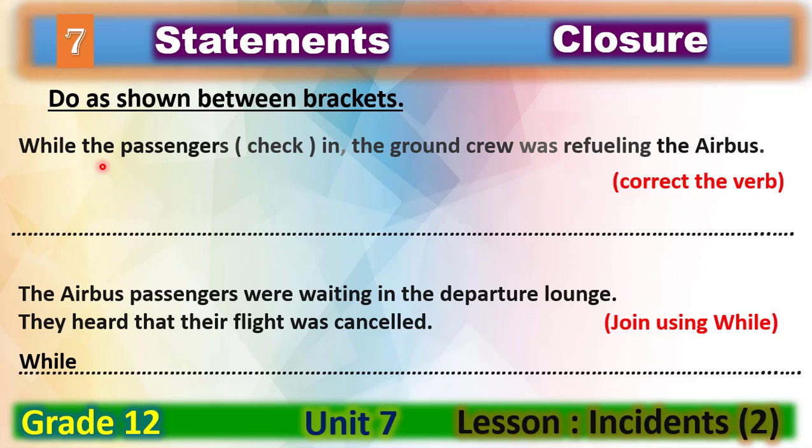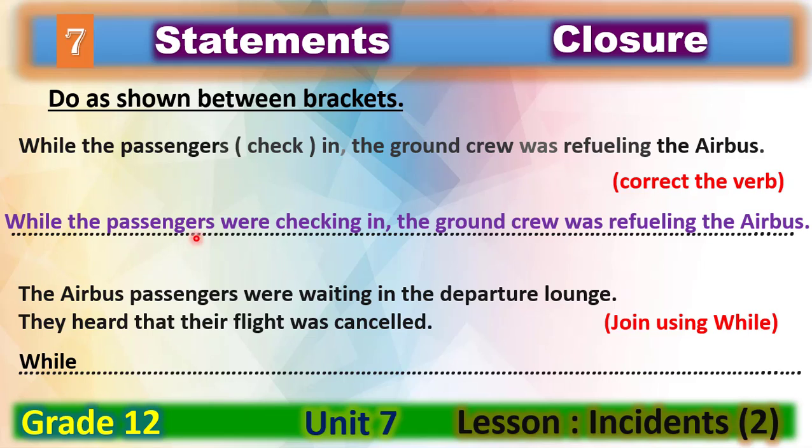The passengers is a plural noun, so we will use was or were. Great. We will use were. Were checking. The passengers were checking in. The ground crew was refueling the Airbus.